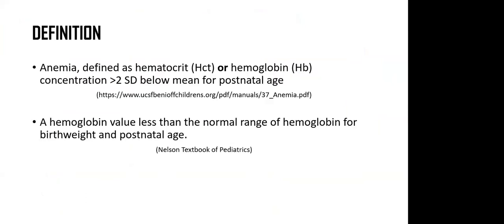So first, we go to the definition. Anemia can be defined as hematocrit or hemoglobin concentration more than 2 standard deviations below the mean for postnatal age. And according to Nelson Textbook of Pediatrics, anemia can also be defined as a hemoglobin value less than the normal range for hemoglobin for birth weight and postnatal age.